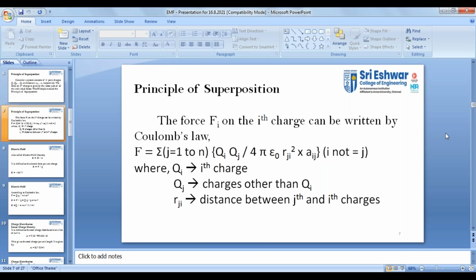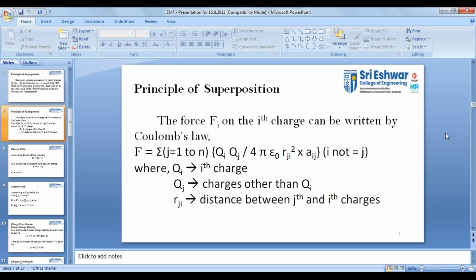So it is a very generalized force expression. We can get it from the principle of superposition, which is given by F is equal to summation sigma of j is equal to 1 to n qi qj divided by 4 pi epsilon naught rji square into aij vector, where aij is the unit vector which is given by rji divided by rji modulus. And here the point is i not equal to j. That is the foremost condition that we have to remember. Okay, now that's what we have to cover about Coulomb's law.